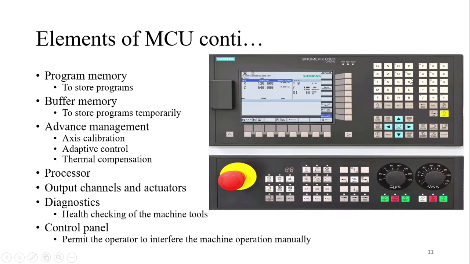So you can see this is your monitor. This is the control panel. This is an emergency stop button to control the machine manually. These buttons are to be used to input the data. This keypad is used over there. So this is the MCU.